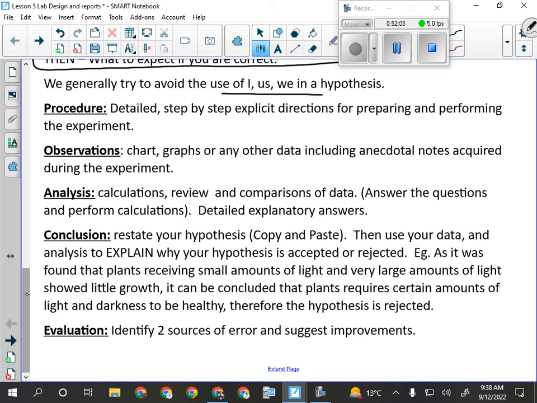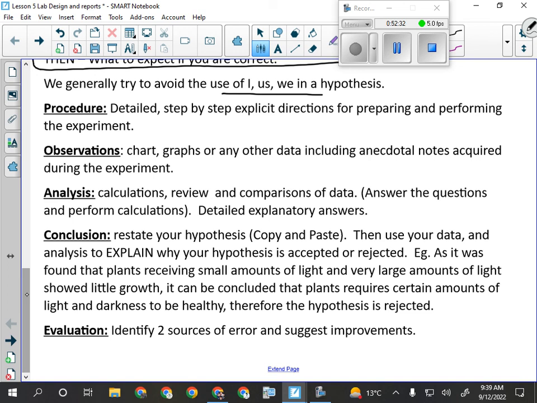Okay? You need to have an explanation that says the data said this. That means this. Therefore, accept or reject. Okay? It has to refer back to your data. Refer back to your hypothesis, that's the copying and pasting, okay? Refer to your analysis, accept or reject. Okay, so it's a few sentences as well.